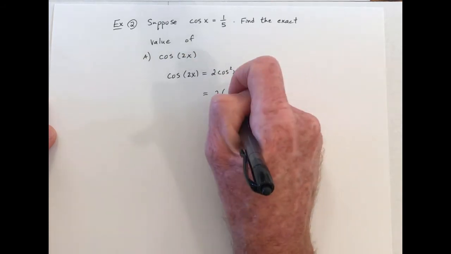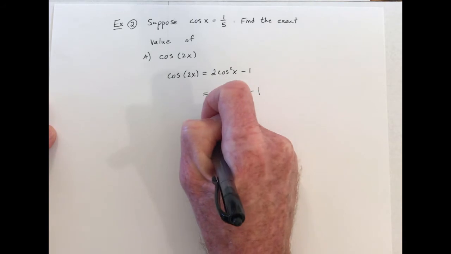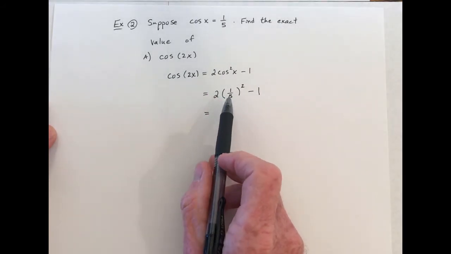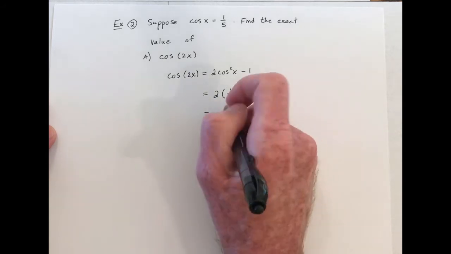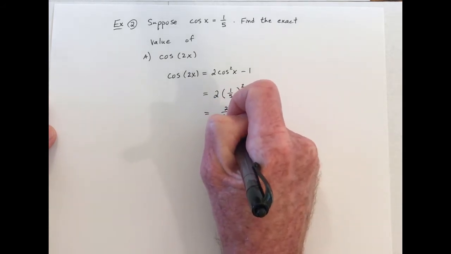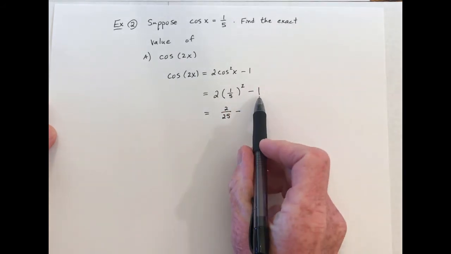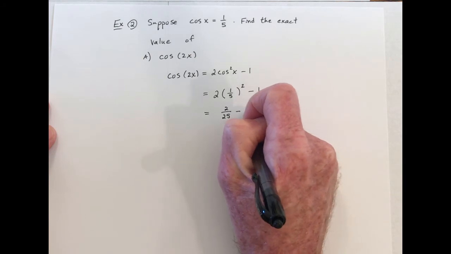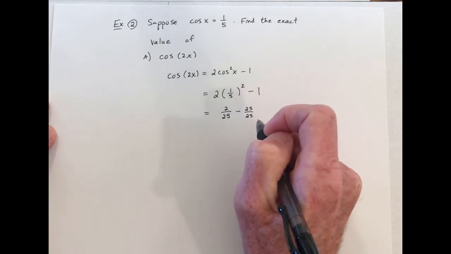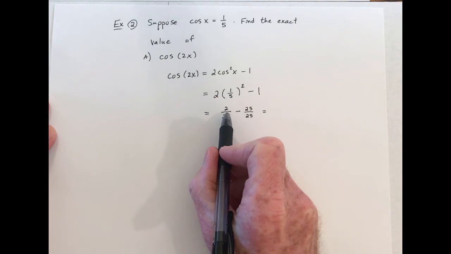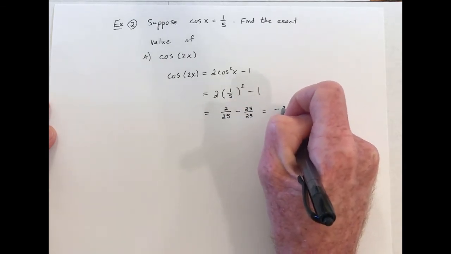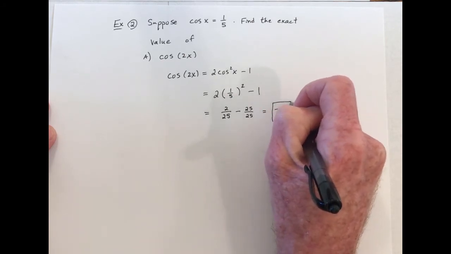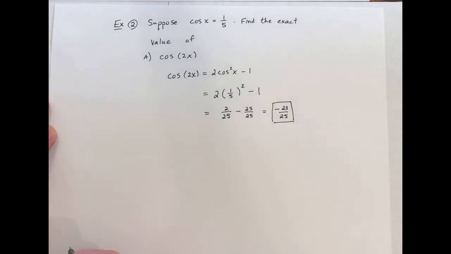And cosine of x is equal to 1/5. So this is going to be 1/5 gets squared, so that's 1/25. And then times 2 makes 2/25. And then for this 1, I could get a common denominator and rewrite that as 25 over 25. And then 2 minus 25 is going to be negative 23 over 25. And there you go. No decimals, no calculator. That's the exact answer.